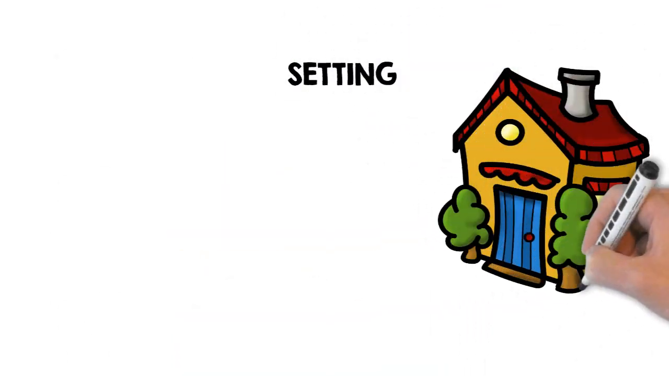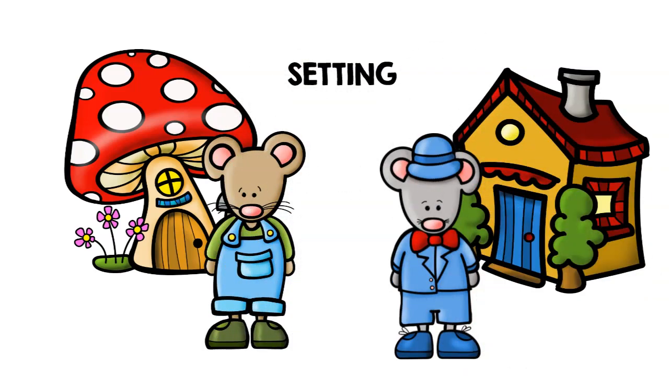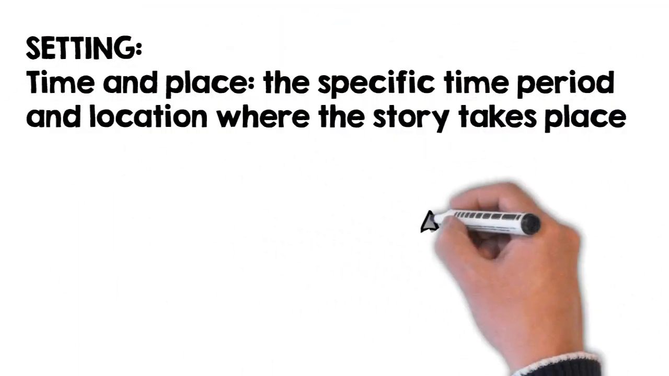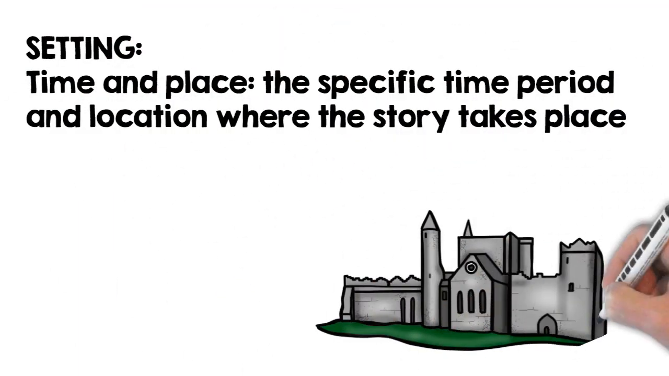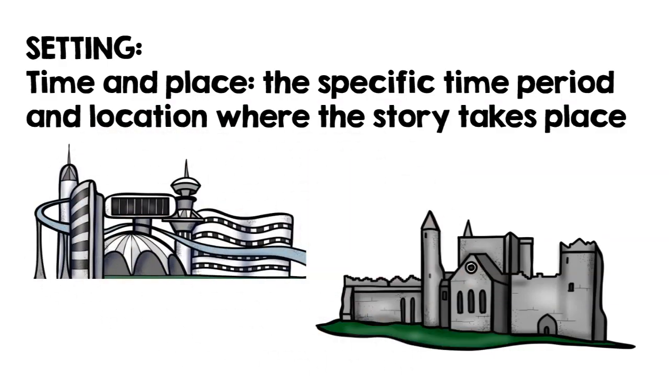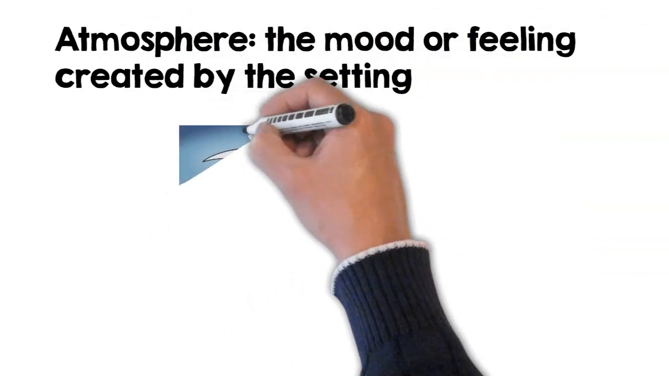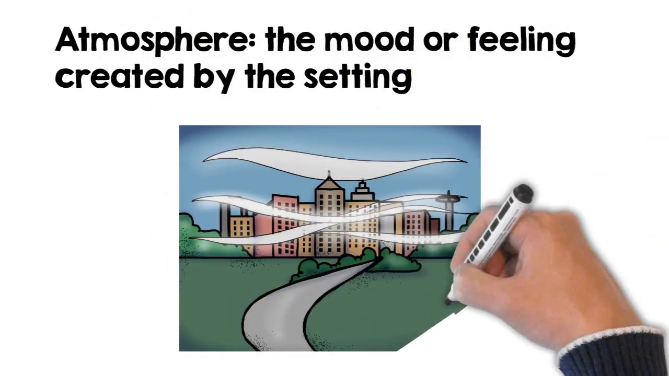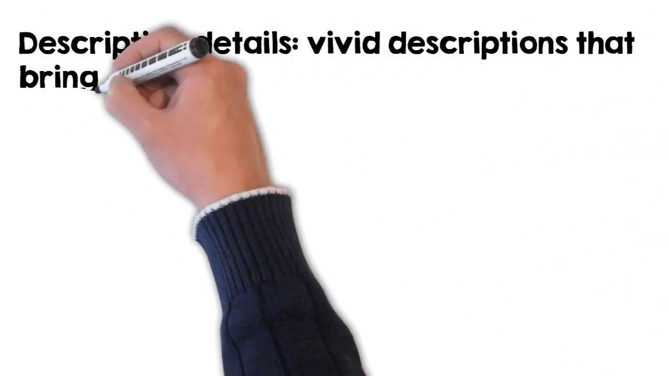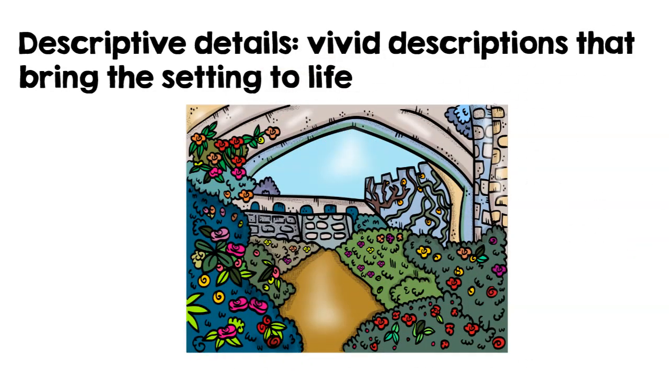Another area of fiction that can be compared and contrasted is the setting. Definitions. Setting, time and place, the specific time period and location where the story takes place. Atmosphere, the mood or feeling created by the setting. Descriptive details, vivid descriptions that bring the setting to life.